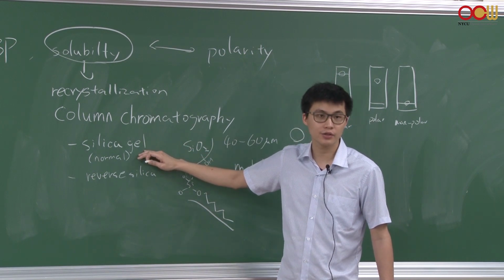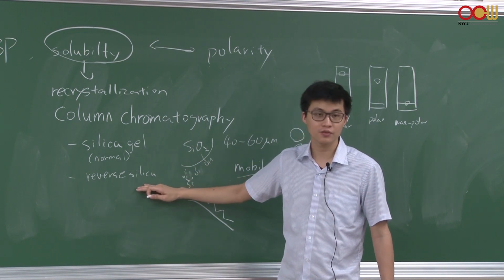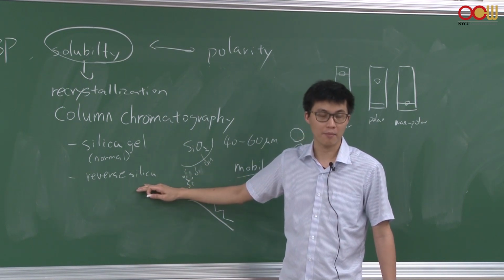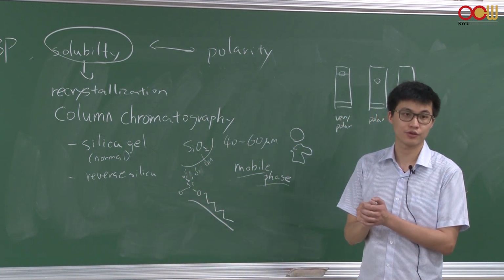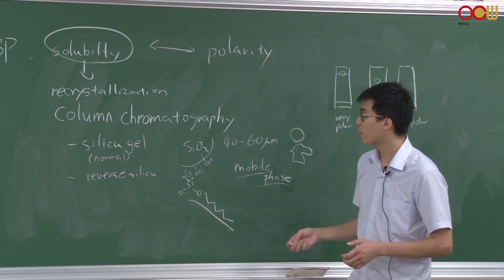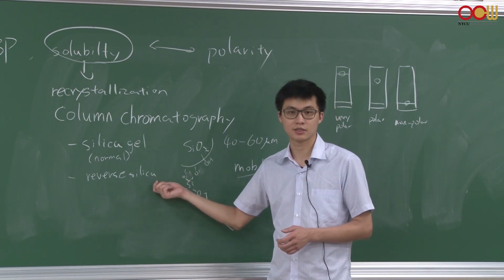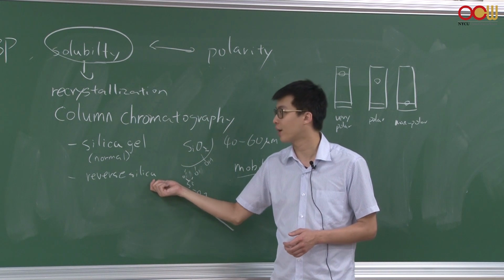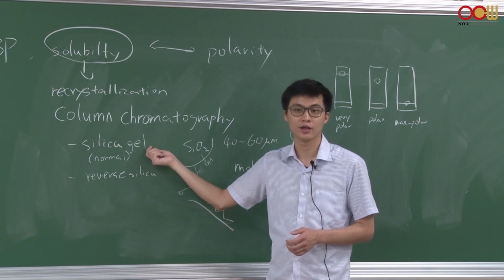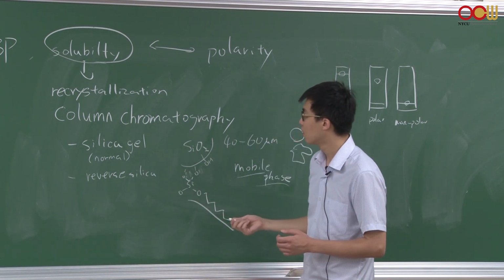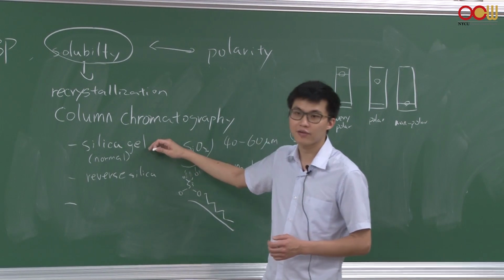If it's normal silica gel, polar compound moves slower. But for reverse phase silica, polar compound moves faster because it has minimal interaction with your stationary phase. Okay, so for protein and a lot of polar compounds, sugar, reverse phase is used. Okay, because otherwise it will just stick to your silica gel and not move at all, or you won't have any resolution.